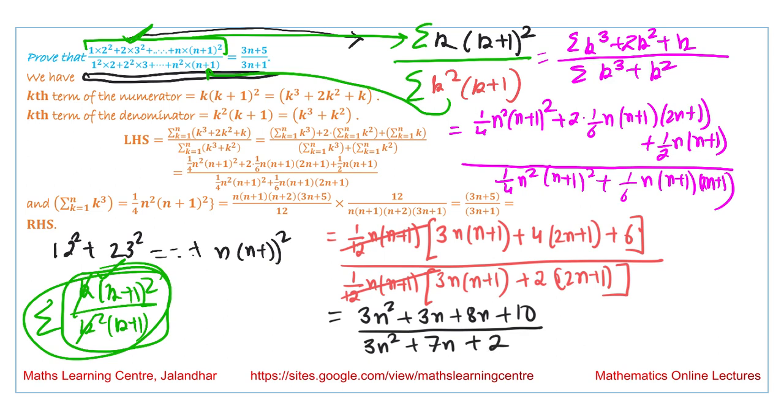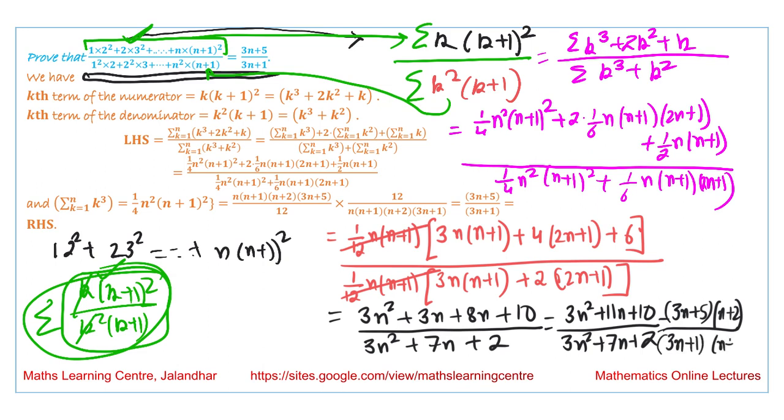plus 2. So this is equal to 3n square plus 11n plus 10 divided by 3n square plus 7n plus 2. If you factorize the numerator, it is 3x plus 5 into x plus 2. If you factorize the denominator, it is 3x plus 1 into x plus 2. So x plus 2 gets cancelled and we are left with the answer 3n plus 5 over 3n plus 1. So this is the required value.